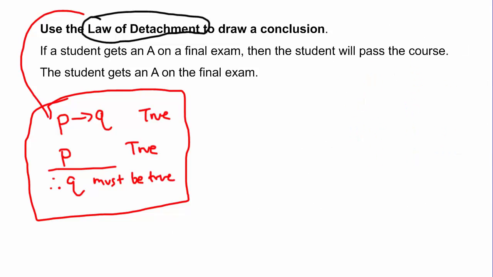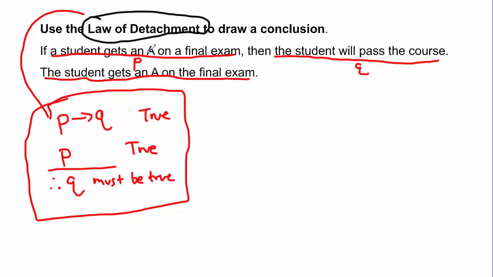So let me go over here now. Since the symbols help me out, I'm going to convert all of these into symbols to see what's going on. Here I have a student gets an A on a final exam. That will be the hypothesis, which is P. Then the student will pass the course. I know that's my conclusion. Now I have a new sentence here. It says the student gets an A on the final exam. What does that go with? Is that the hypothesis or the conclusion?